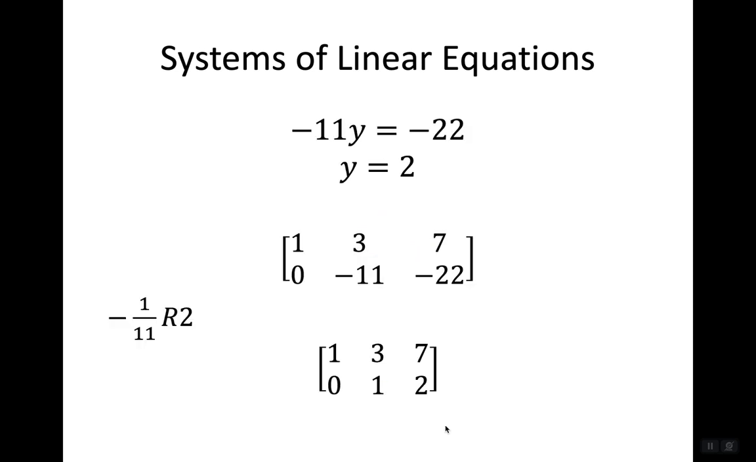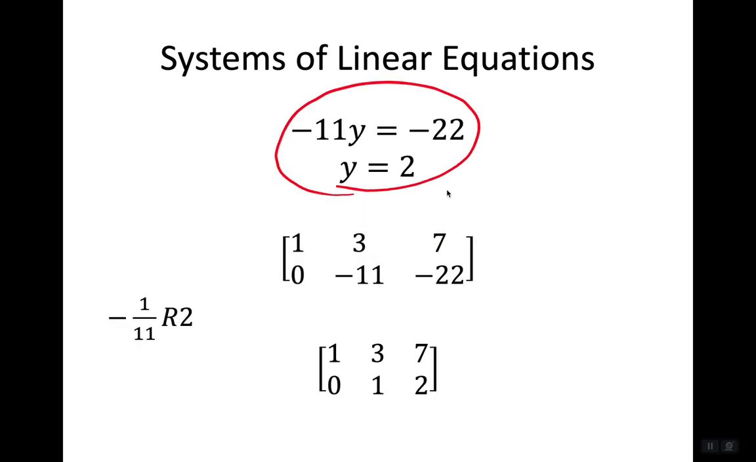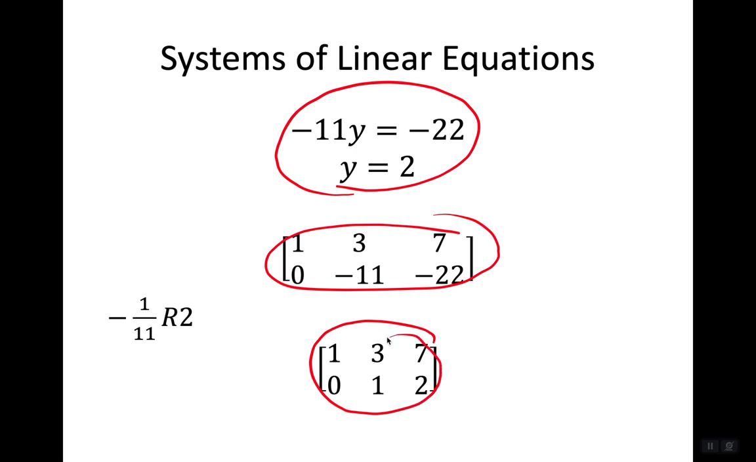So we end up with, algebraically, -11y equals -22. That was the result of doing this. Matrix-wise, we end up with this matrix, so the equivalent would be multiplying row 2 by -1/11. And when you do that, you end up with 1, 3, 7, 0, 1, 2.